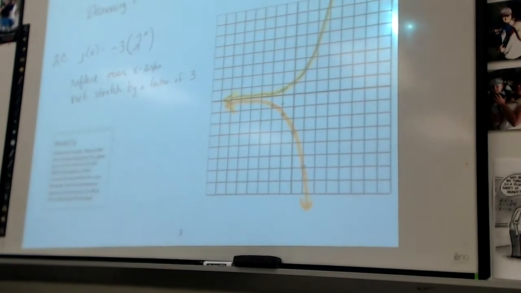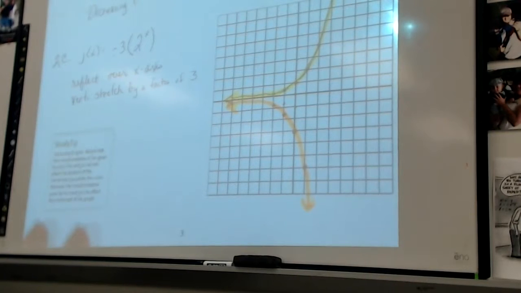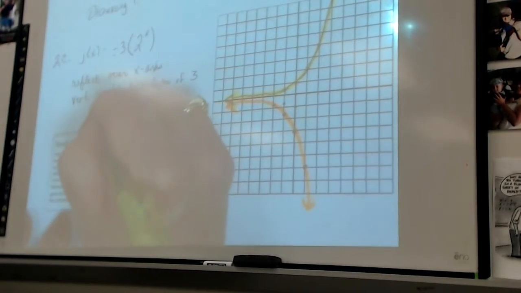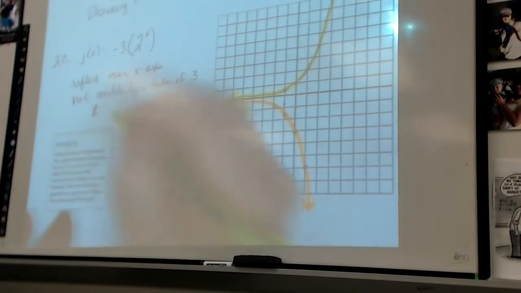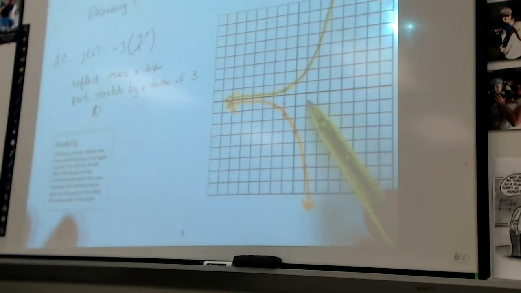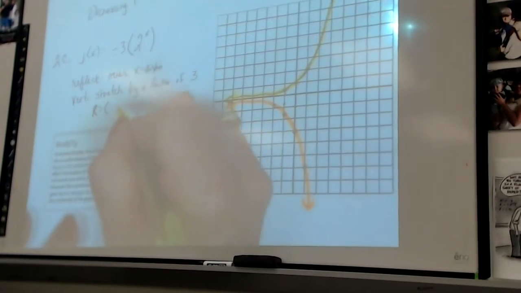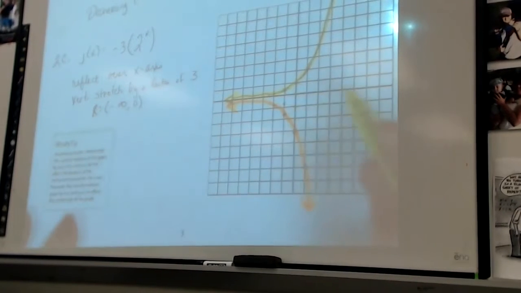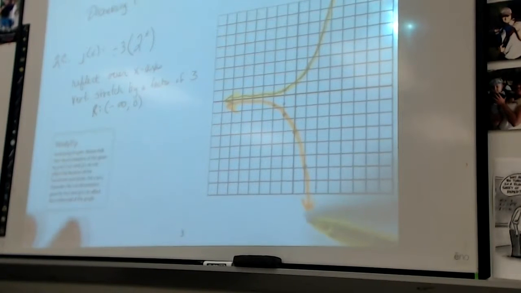Now let's talk about what's different. What changed when we did the transformation? Did the domain change? No. What about the range? Yes. The original one started at 0 and went to infinity. This one, since it flipped over the x-axis, starts at negative infinity and goes to 0, not including 0.